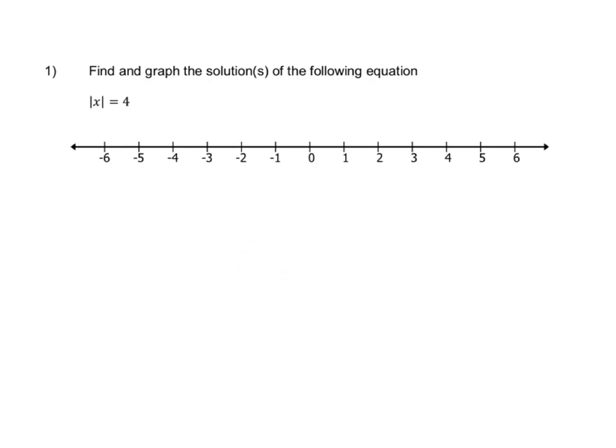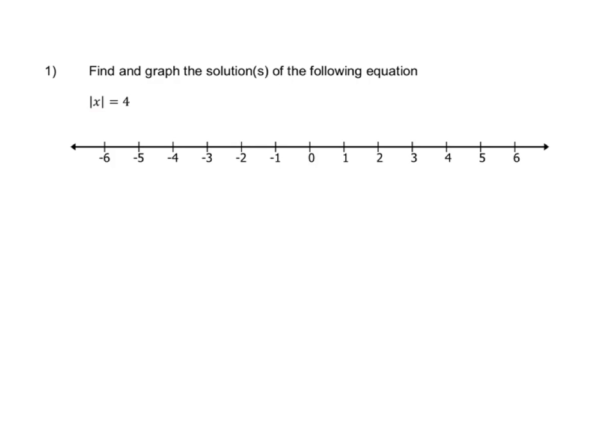Alright, so we want to find and graph the solutions of this equation. The absolute value of x is equal to 4. Well, whatever x is, its absolute value is equal to 4. In other words, whatever x is, its distance away from 0 is 4. Well, let's think about that. What numbers have a distance away from 0 of 4? Or better said, what numbers are 4 spaces away from 0?